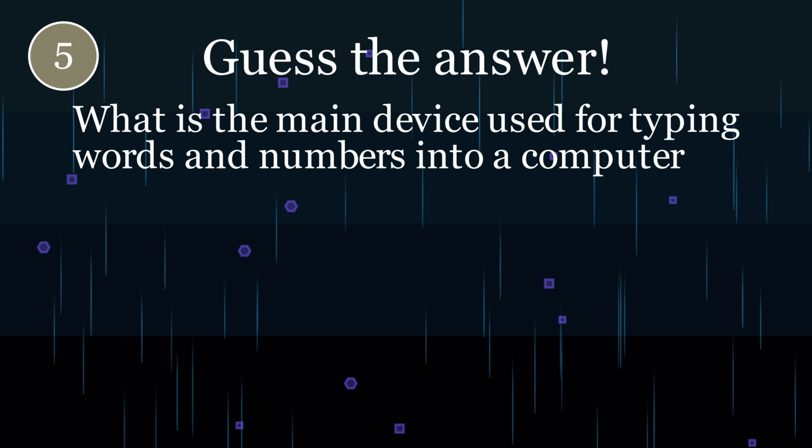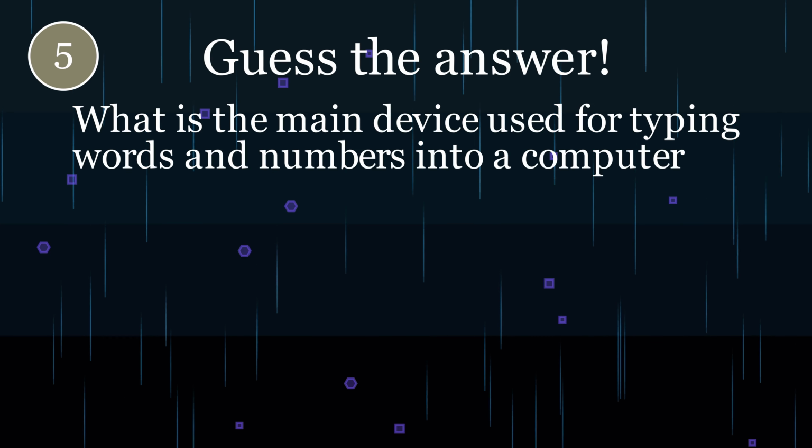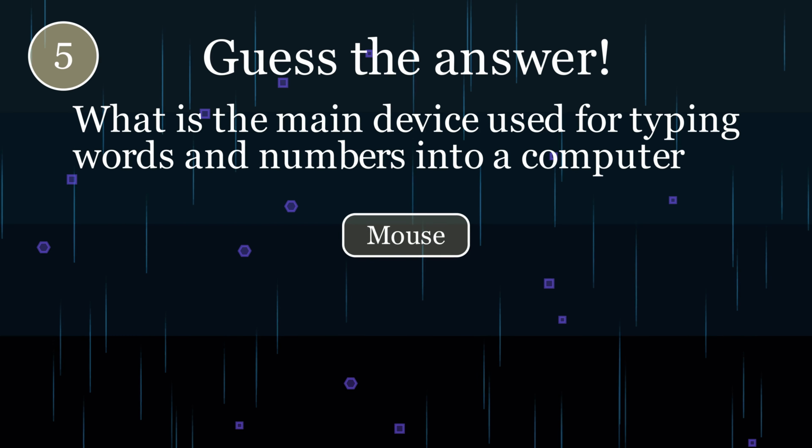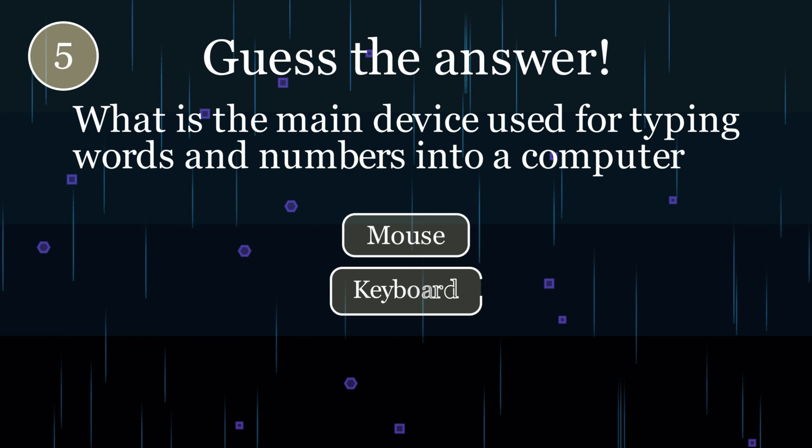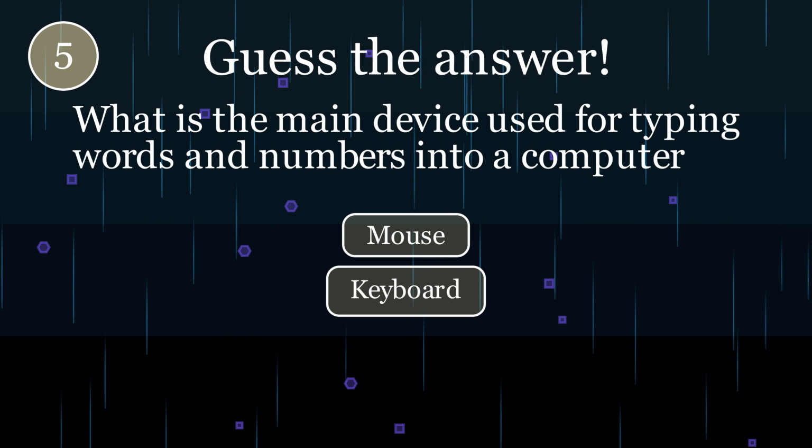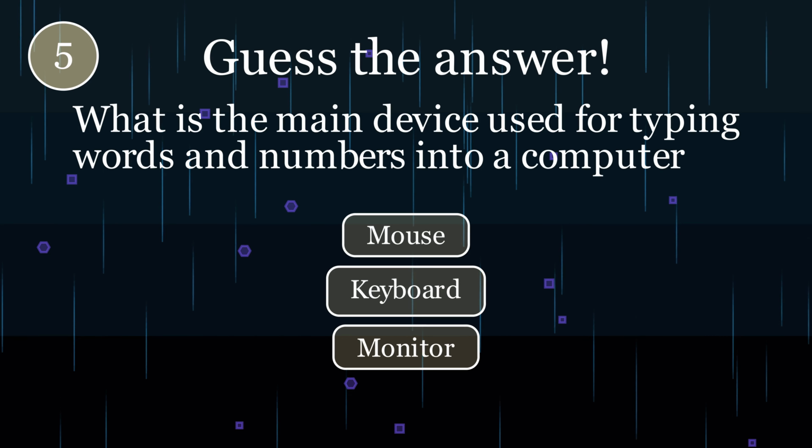What is the main device used for typing words and numbers into a computer? Mouse. Keyboard. Monitor.